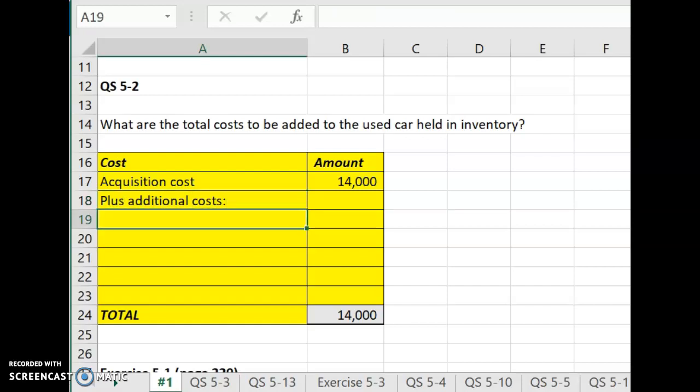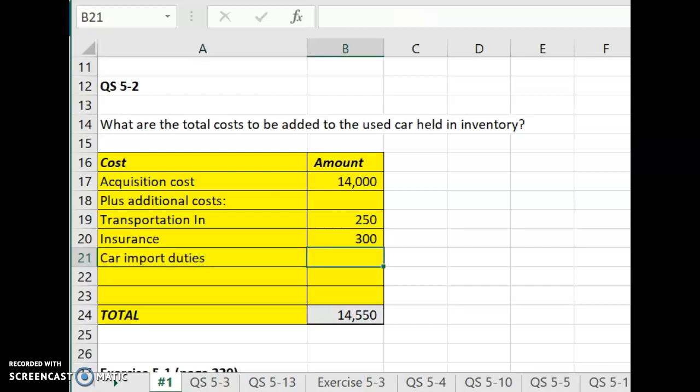The transportation in, yes, it's FOB shipping point. So the shipping costs are ours. We own it from the shipper's dock, $250. How about shipping insurance? Yes, because it is ours, we bear the risk, so we're going to insure it from dock to dock. So 300. How about the car import duties? Yes, those are additional costs to get the car ready for sale. So 900 on those.